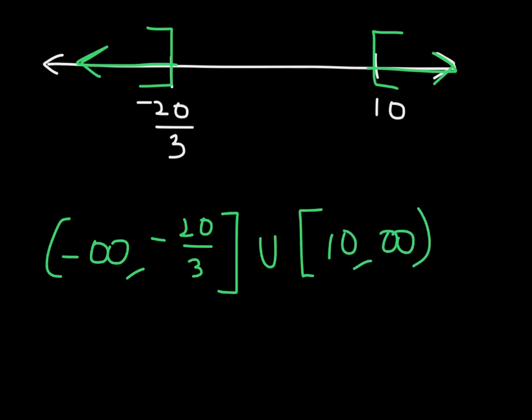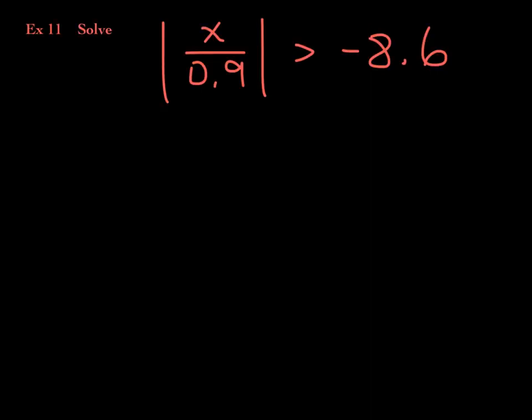Cool, you guys. Let's do one last one. This one's interesting. The absolute value of this expression is greater than negative 8.6. Now, before we do a lot of work here, let's really consider what's going on. We already know that the absolute value of any expression can never be negative. Said another way, the absolute value of any expression is always positive. So I hope you agree with me that this left-hand side has to be positive. The right-hand side is negative. It's a negative number, negative 8.6.